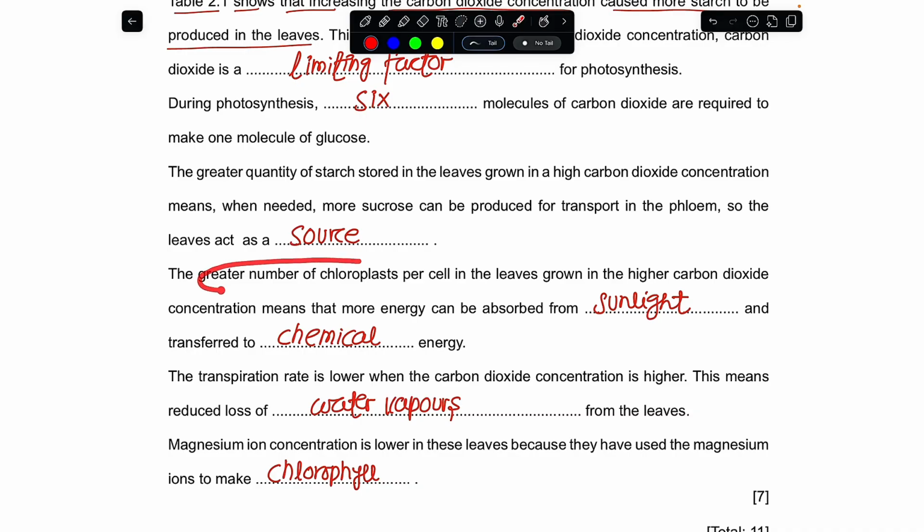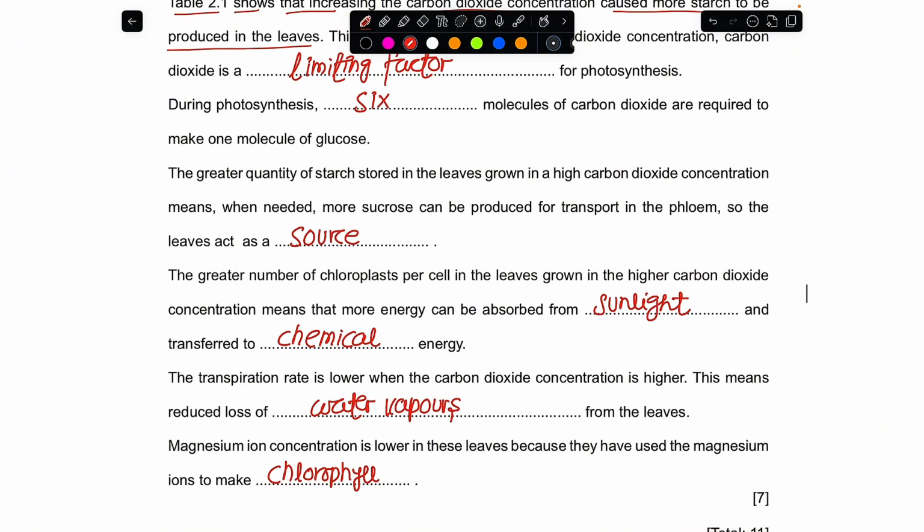They say the greater number of chloroplasts per cell in the leaves grown in higher carbon dioxide concentration means that more energy can be absorbed from the sunlight, and that sunlight, as we know, would be transferred to chemical energy. Further they say that the transpiration rate is lower when the carbon dioxide concentration is higher.